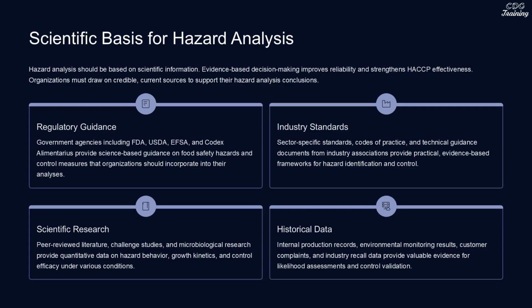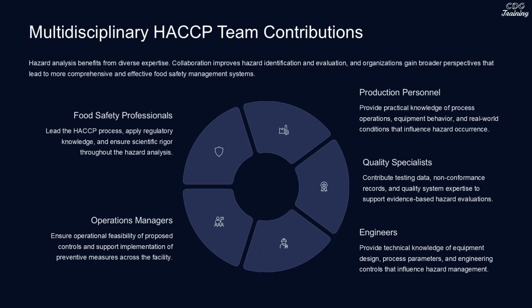Sector-specific standards, codes of practice, and technical guidance documents from industry associations provide practical, evidence-based frameworks for hazard identification and control. Peer-reviewed literature, challenge studies, and microbiological predictive data provide quantitative data on hazard behavior, growth kinetics, and control verification. Internal production records, environmental monitoring results, customer complaints, and industry recall data provide valuable historical data with validated likelihood assessments and control validation. Hazard analysis benefits from diverse expertise.